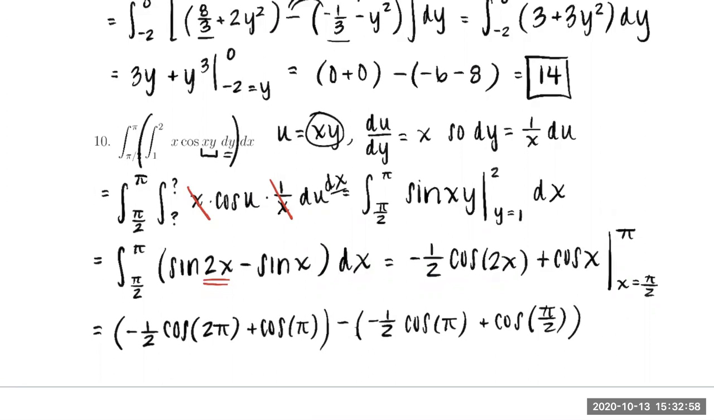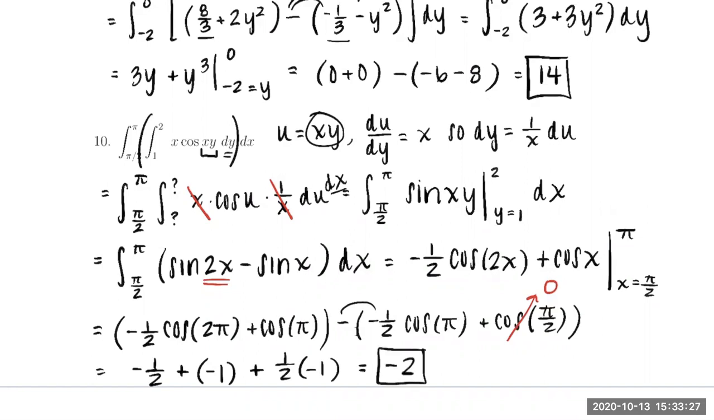All right, so one of these terms vanishes. Cosine of pi halves is 0, so that's gone. And then the other terms remain. Cosine of 2 pi is 1, so I have a negative 1/2. Cosine of pi is negative 1. And then I have this double negative becomes a plus 1/2 cosine of pi, which is a negative 1. So lots of bookkeeping here with the negatives, but in the end, we get a value of negative 2.